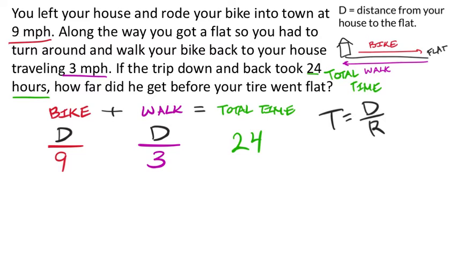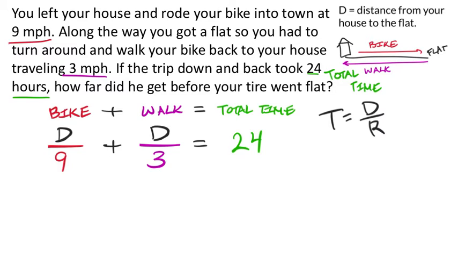Because these are times, distance divided by 9 is time biking, distance divided by 3 is time walking. If I were to add those together, I should get the 24, right? Now the D, whatever we solve for D, it's still the distance that you were, how far away you were when you biked or when you were walking.